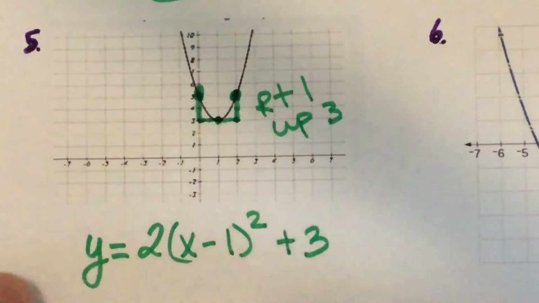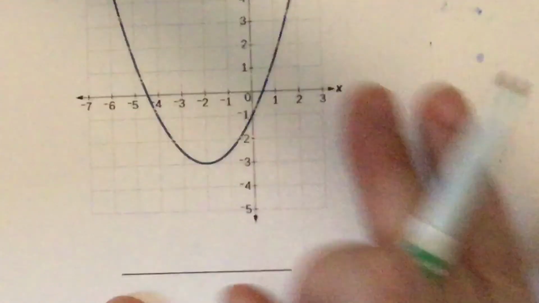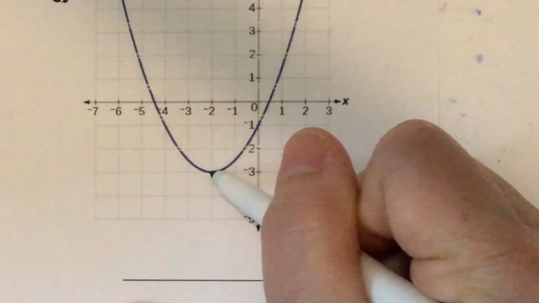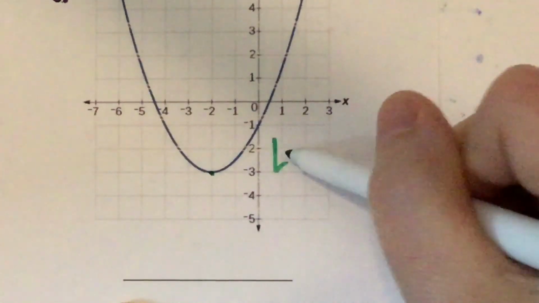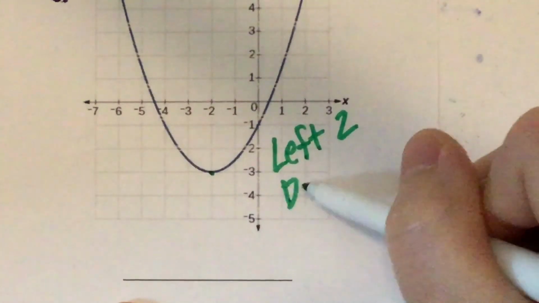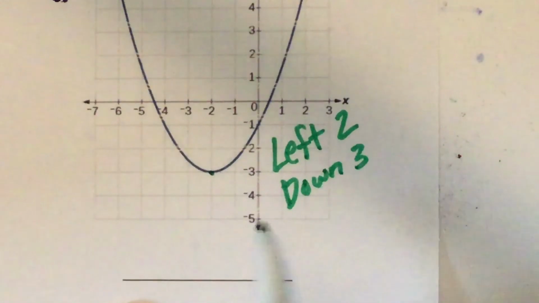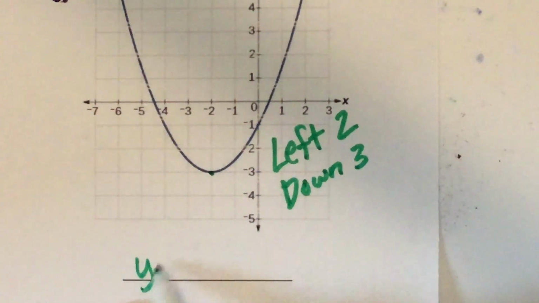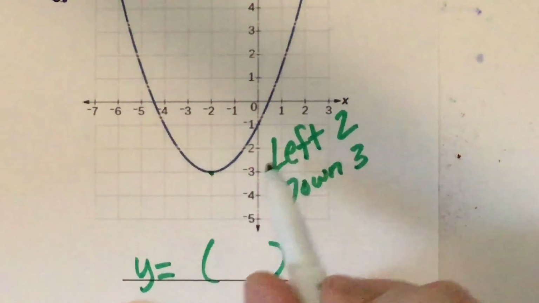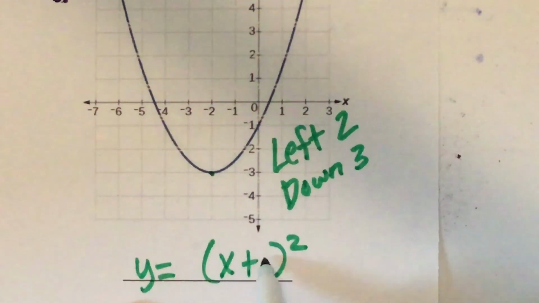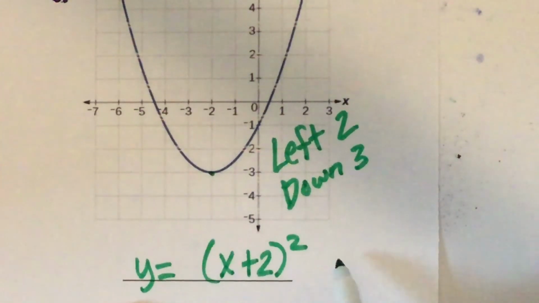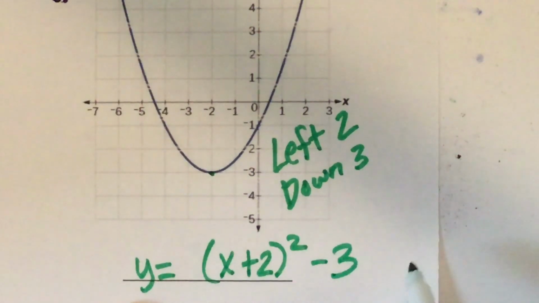Okay, let's look at number 6. So vertex form. First, I want to know how my vertex got to this location. So it went left 2 and down 3. All right, so left or right, remember we need parentheses for that. So to make it go left, what do you think you need inside? X +2. And to make it go up or down, that goes in the back. So to make it go down 3, what do you think? -3.